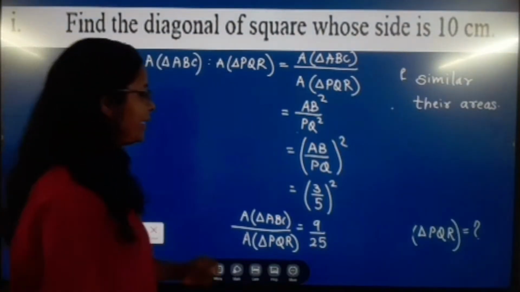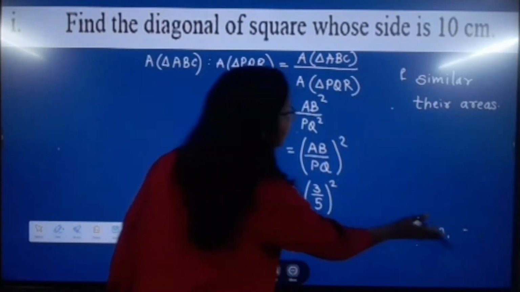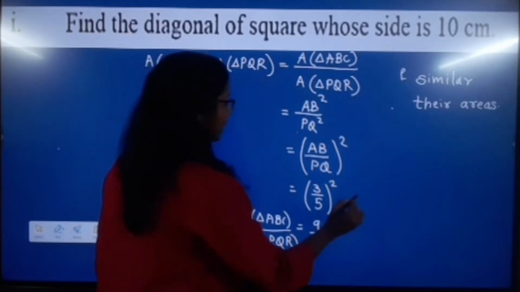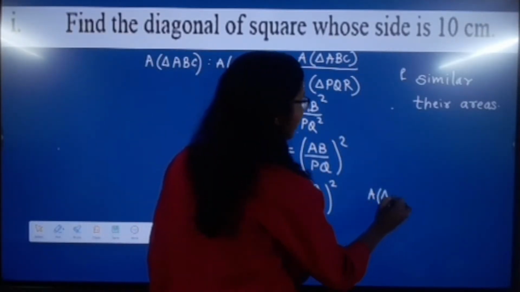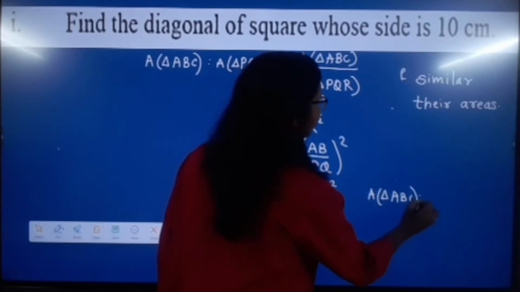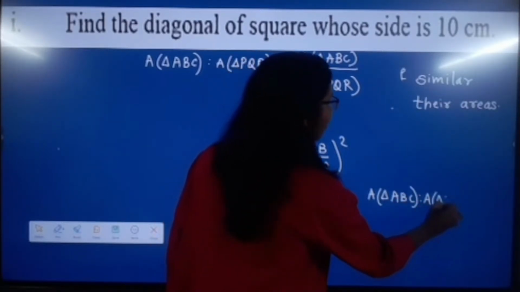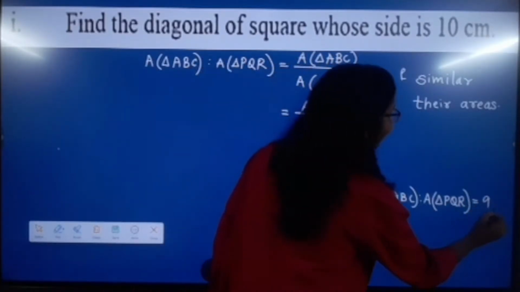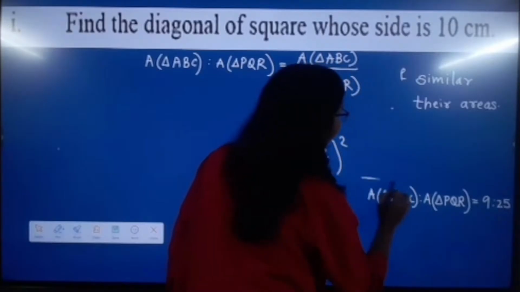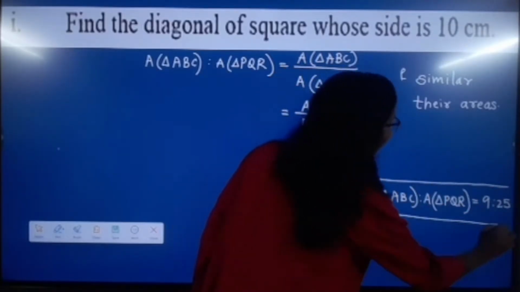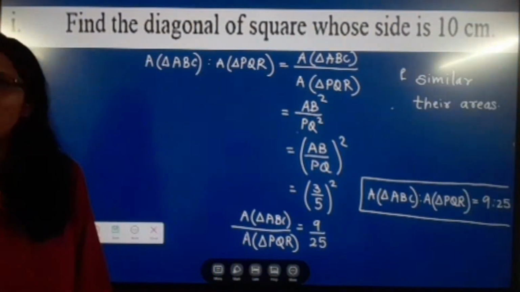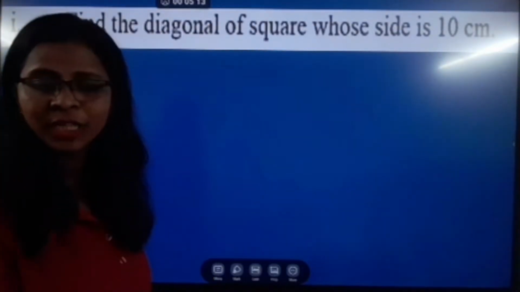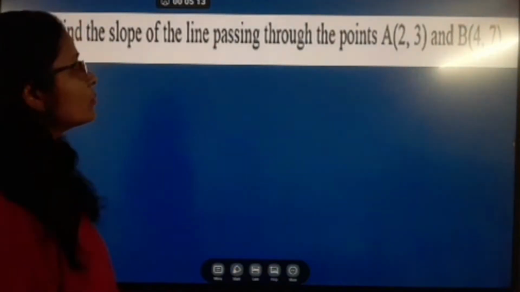We have to give the final answer in ratio form. So area of triangle ABC is to area of triangle PQR is equal to 9 is to 25. This is our final answer. Okay students, let us check out the next example.